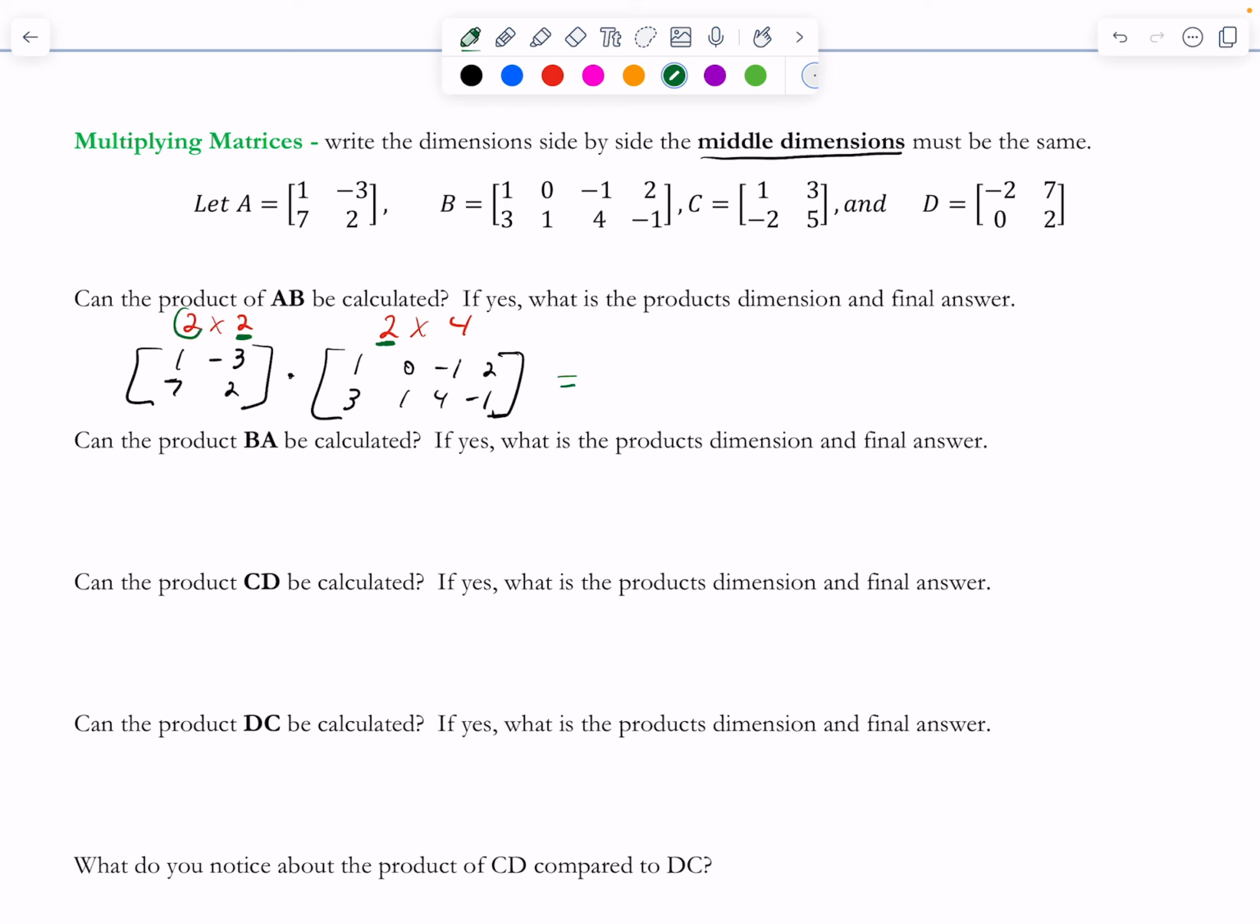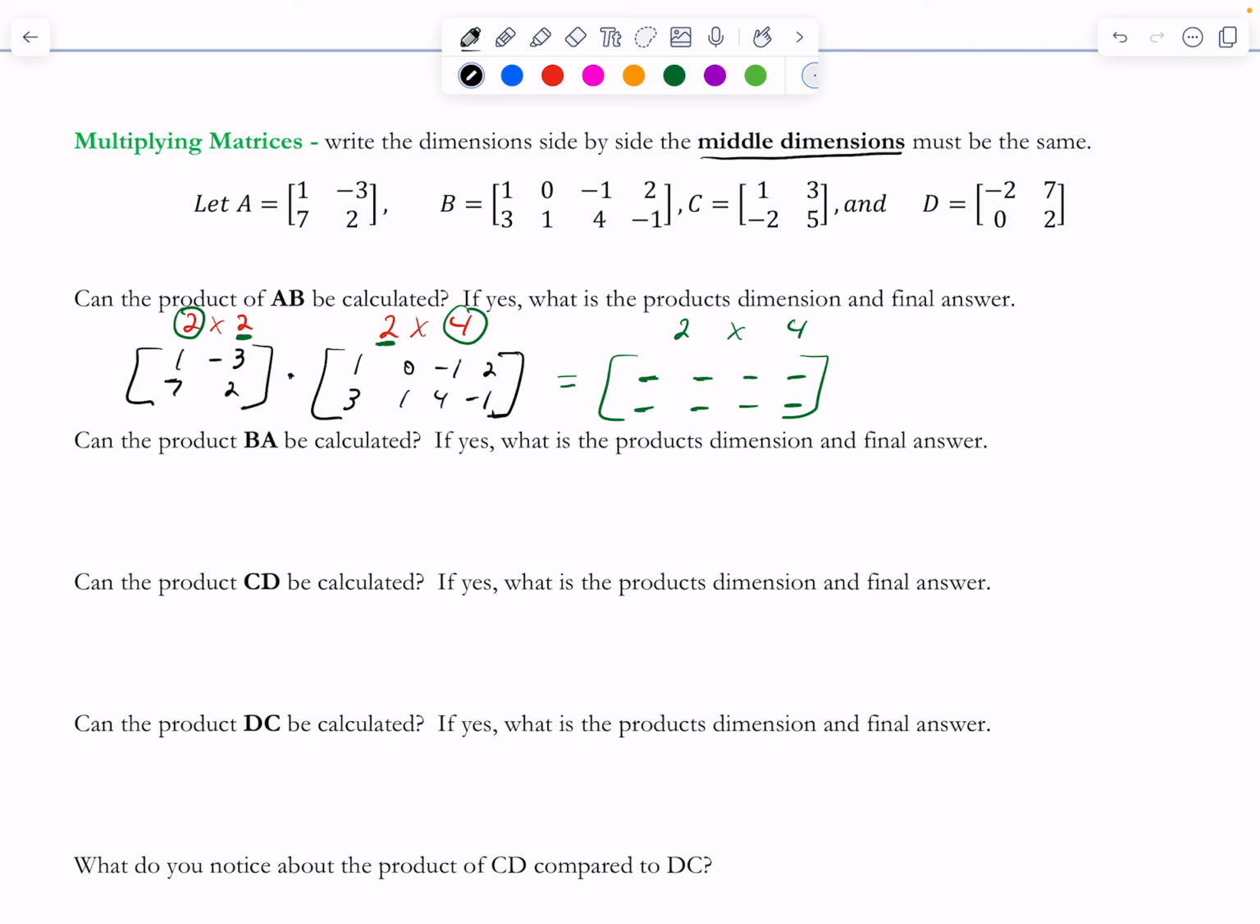The numbers that you didn't underline, the first and the last ones, give you the dimensions of your actual product matrix, or your answer. So our answer is going to be a 2 by 4 matrix. Again, I'm not going to do that right now. There's not a ton of space here. But that is how we would do the setup.